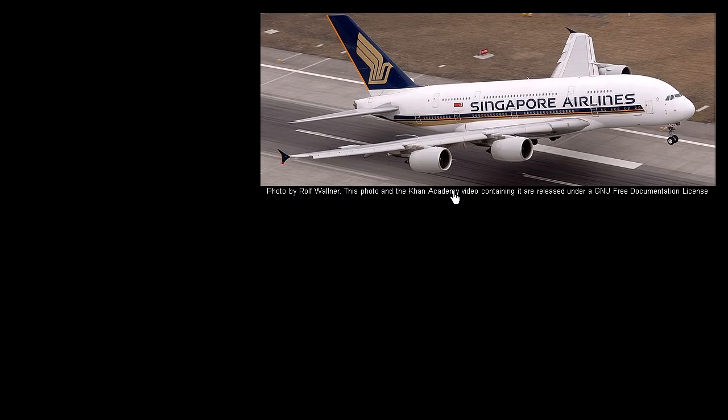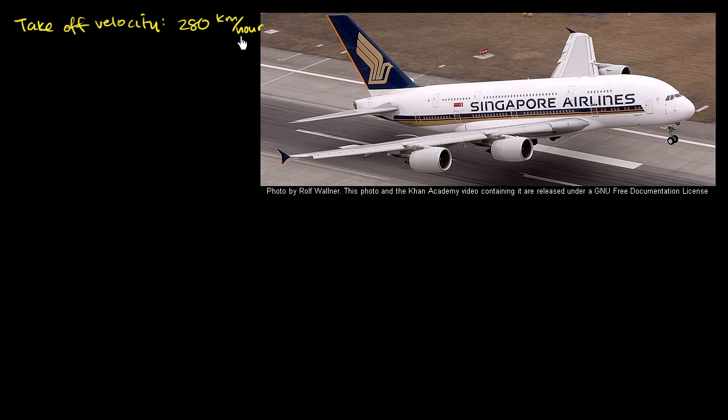This right here is a picture of an Airbus A380 aircraft. And I was curious, how long would it take this aircraft to take off? And I looked up its takeoff velocity. And the specs I got were 280 kilometers per hour.